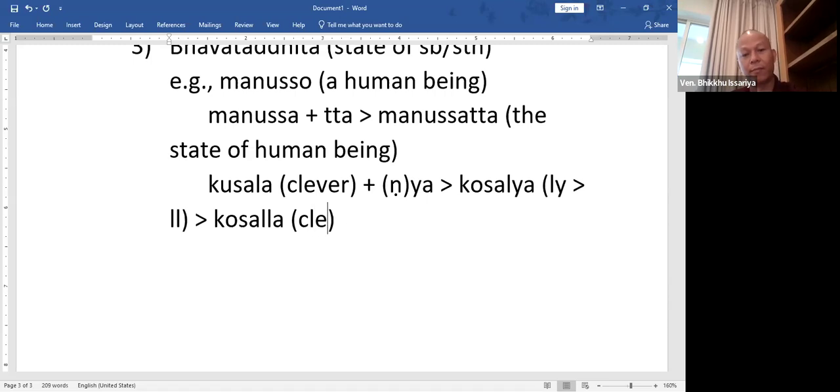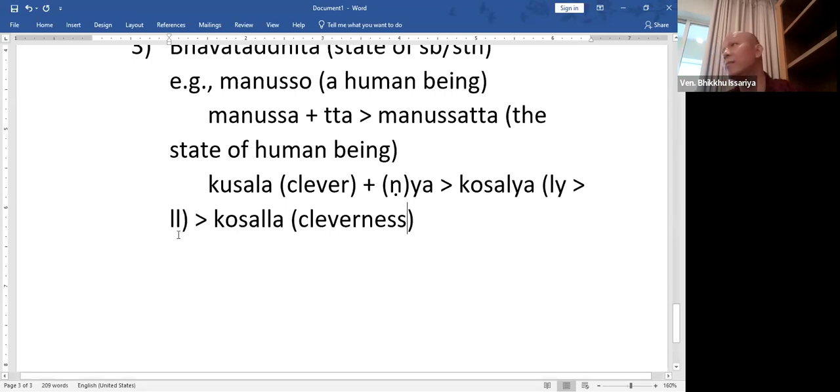So how can an adjective in the dictionary be shown as separate words like kusala plus ya? No, it cannot.